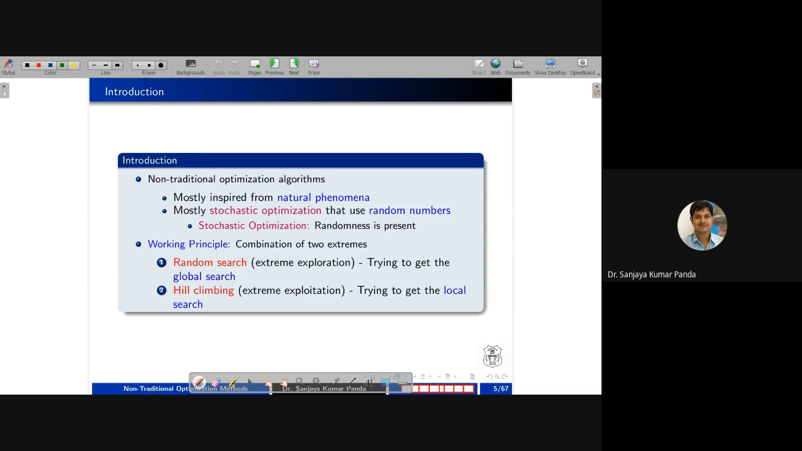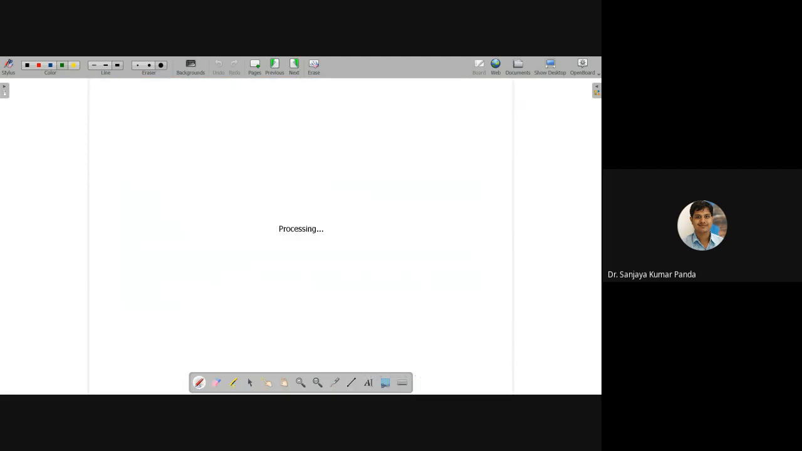You have to focus on global search as well as local search. So when you take a large search space, your solution could be in any place. So you have to perform the global search as well as local search in order to achieve the global optimum. So exploration and exploitation is always a trade-off in the non-traditional optimization methods.